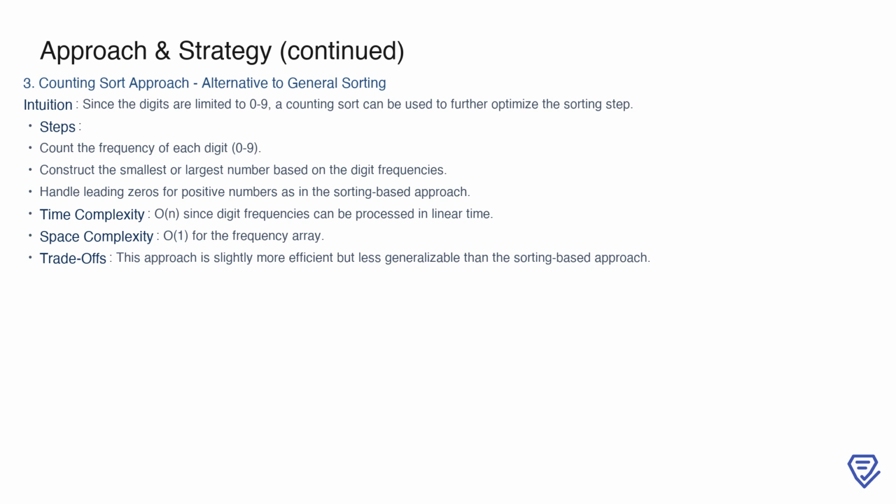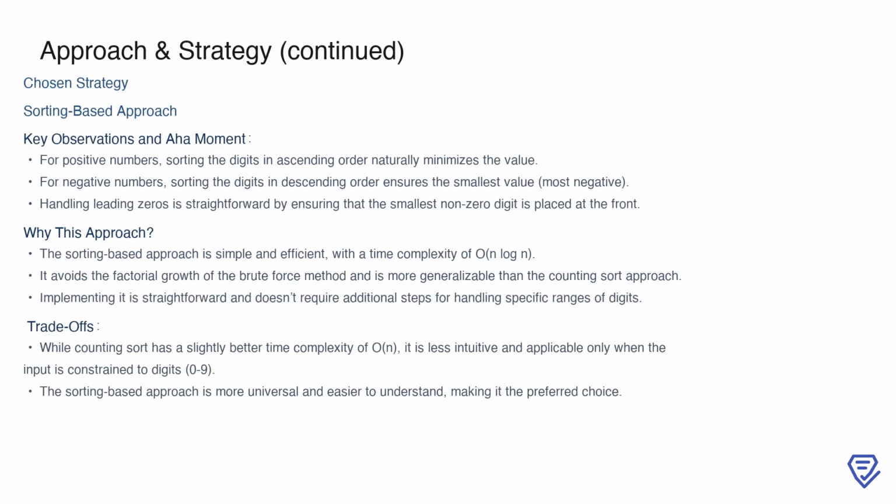While counting sort is slightly more efficient than general sorting, it's less flexible and only works in cases where the input is constrained to a small range of values, such as digits. After evaluating the different approaches, the sorting-based method stands out as the preferred strategy. The key insight is that sorting the digits in ascending order for positive numbers naturally minimizes the value, while sorting in descending order for negative numbers ensures we get the smallest value, which is the most negative.